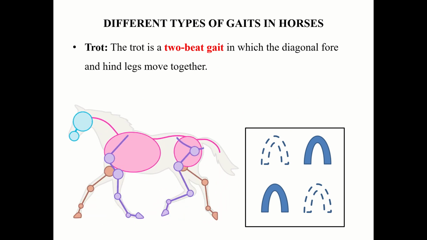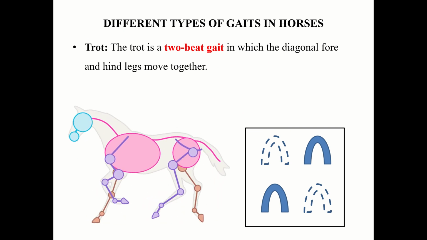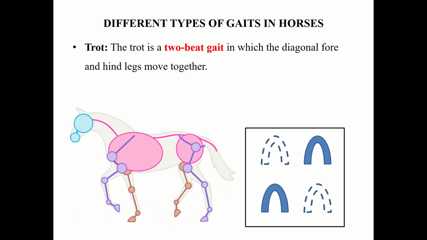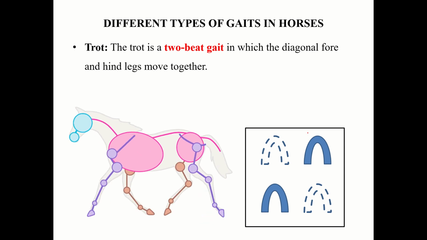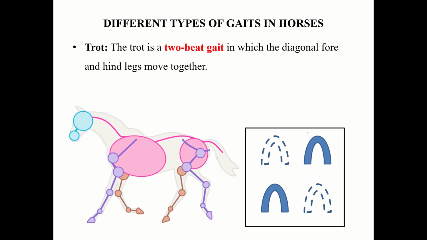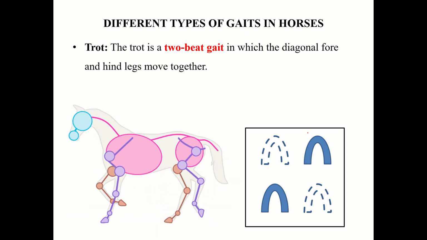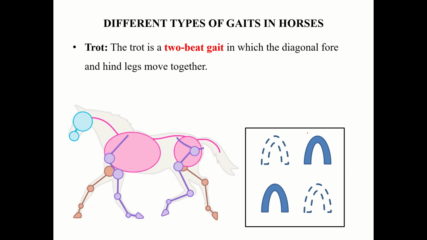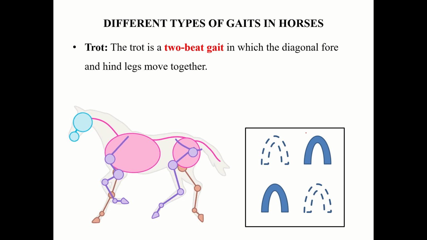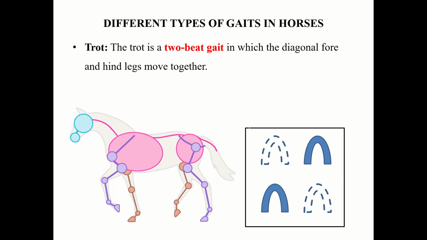Another is the trot. Trot is a 2-beat gait in which the diagonal fore and hind legs move together. Here the diagonal cross legs, one leg from the fore region and another from the hind region, move together. This diagonal 2-beat gait is termed the trot.